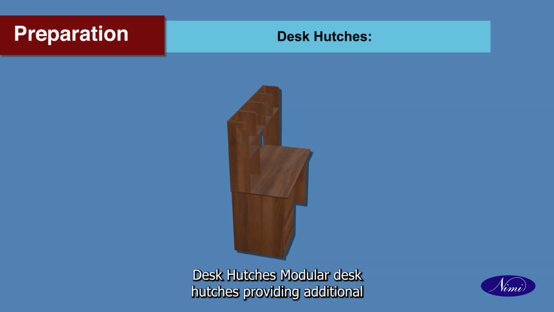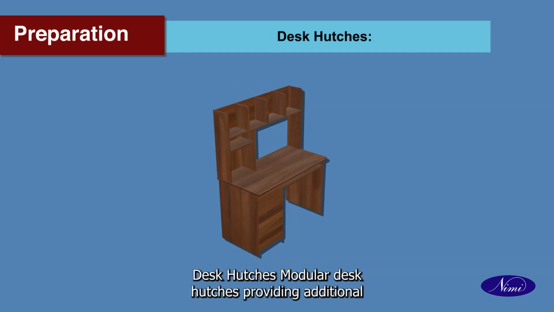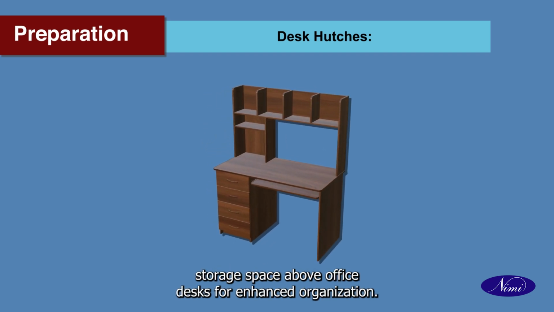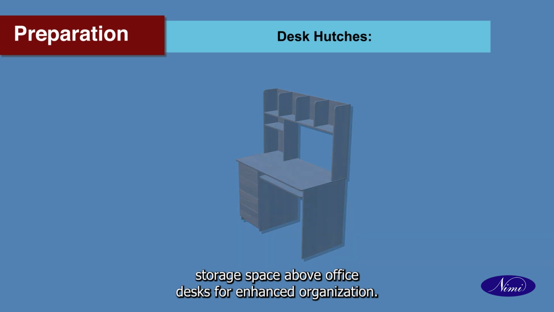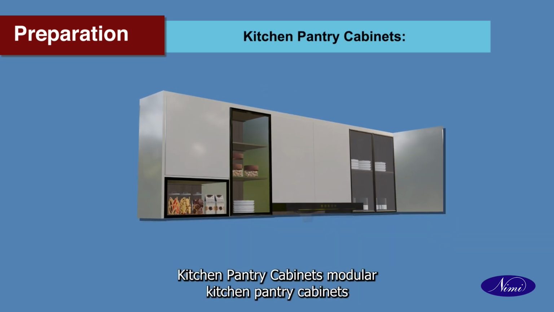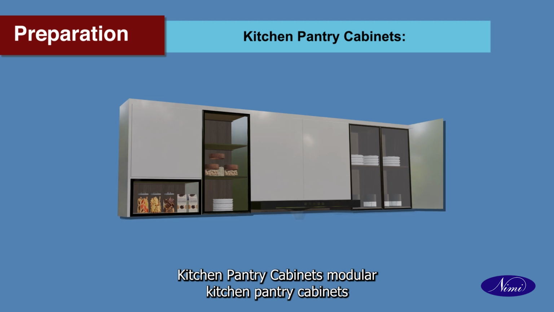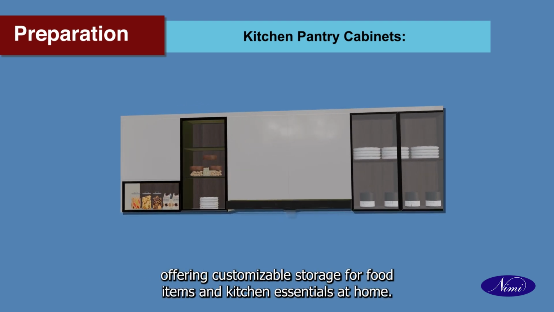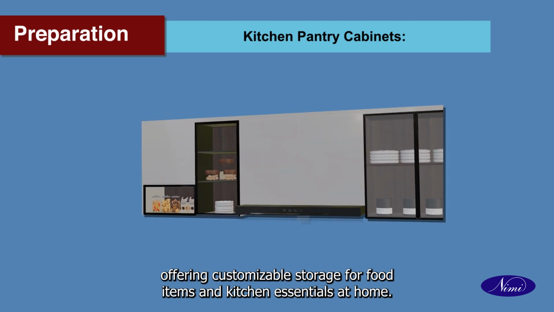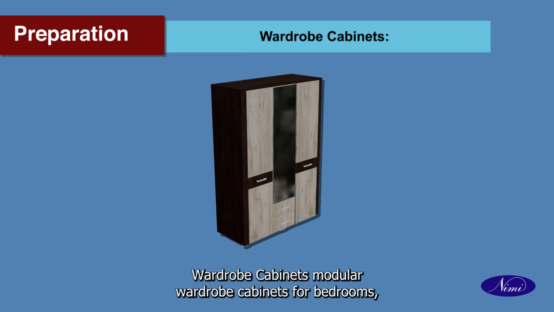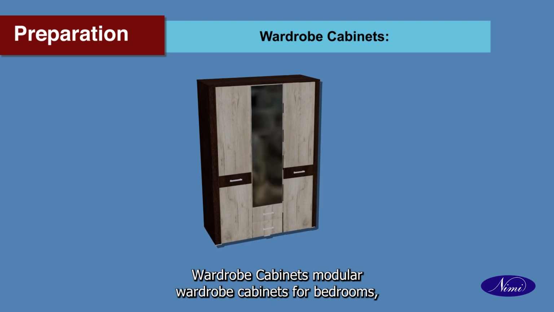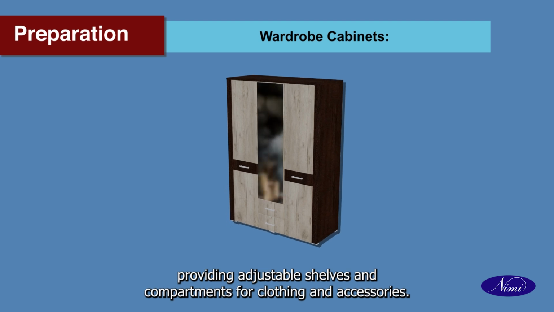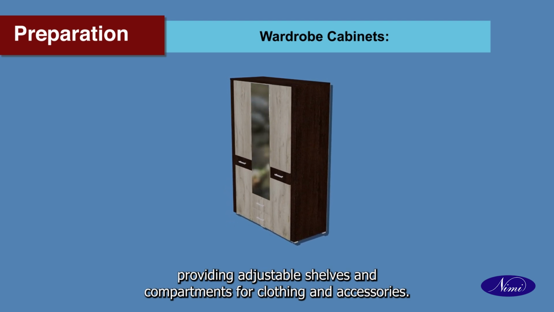Desk hutches. Modular desk hutches providing additional storage space above office desks for enhanced organization. Kitchen pantry cabinets. Modular kitchen pantry cabinets offering customizable storage for food items and kitchen essentials at home. Wardrobe cabinets. Modular wardrobe cabinets for bedrooms providing adjustable shelves and compartments for clothing and accessories.